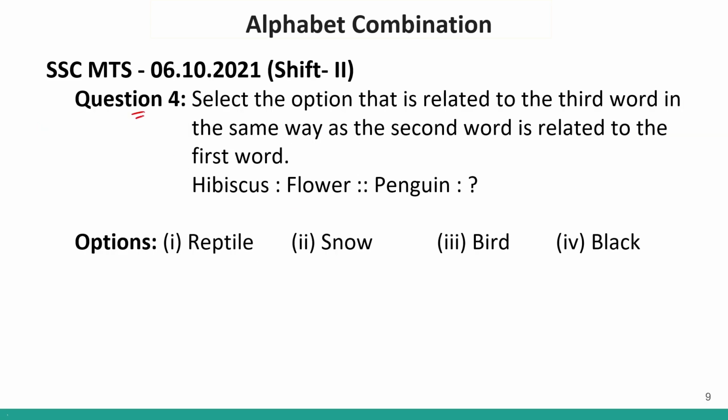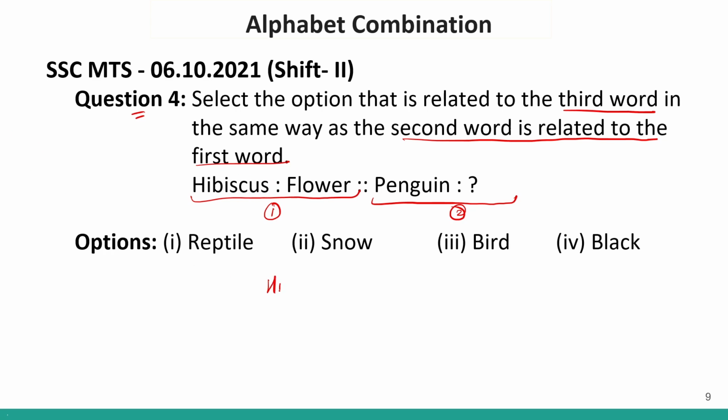Moving on to question number 4. Question number 4 says, select the option that is related to the third word in the same way as the second word is related to the first word. So again, analogy. First, let us understand the relationship in pair 1. Then we will use the same relationship in pair 2. So first one says hibiscus and flower. So what is the relationship? This is a relationship of type.